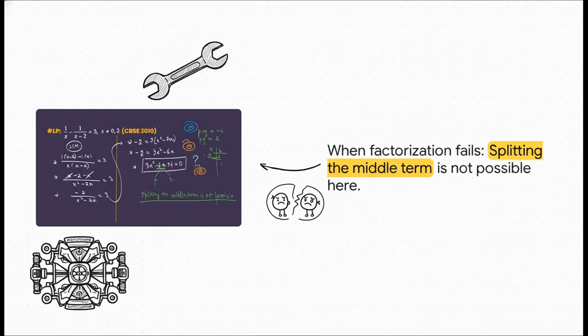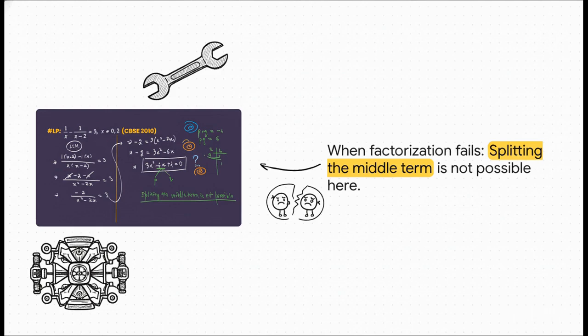Well, this is where our clever wrench hits its limit. Take a look at this one. 3x squared minus 6x plus 2 equals 0. I mean, you can try all you want, but you're just not going to find 2 whole numbers that multiply to 6 and also add up to -6. It's just not possible. The method completely fails here. So, are we stuck? Is it game over?